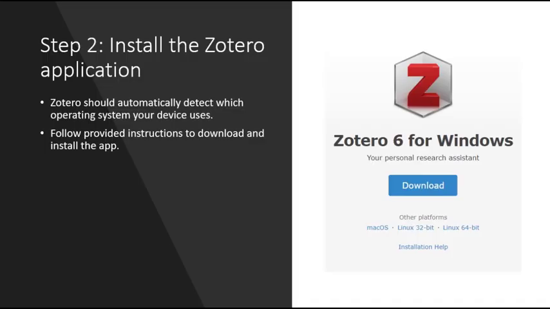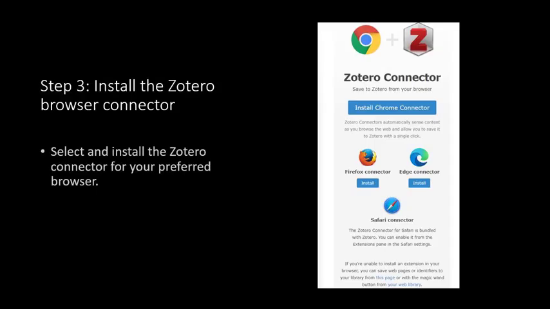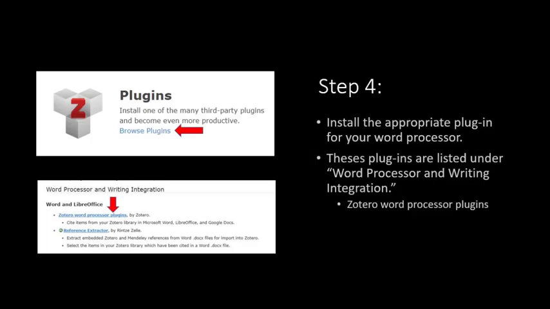Step 2 is to install the Zotero desktop app. Zotero should automatically detect which operating system your device uses and prompt you to download the correct app. Follow the system messages to download the app. Step 3 is to install the Zotero browser connector. Select and install the connector for your preferred browser.